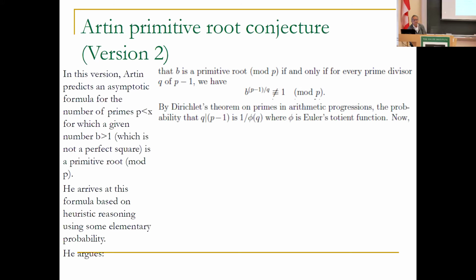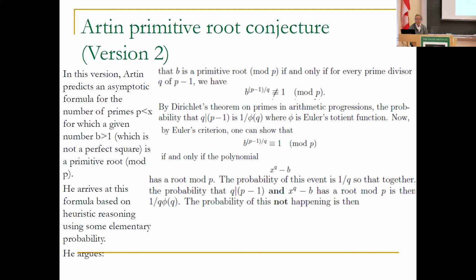And by Dirichlet's theorem on primes in arithmetic progressions, the probability that Q divides P minus 1 is 1 over phi(Q), where phi is the Euler totient function. And by Euler's criterion, you can show that B to the (P minus 1)/Q is 1 if and only if the polynomial x^Q minus B has a root modulo P. And the probability of this second event happening is 1 over Q. So the probability of the first event is 1 over phi(Q), which is Q minus 1. And the probability of the second event happening is 1 over Q.